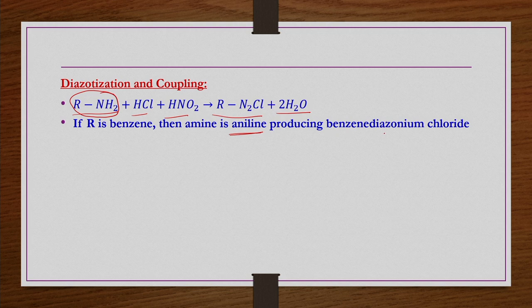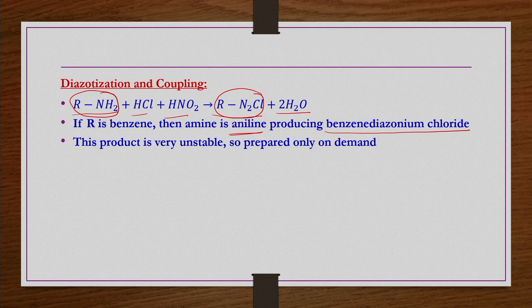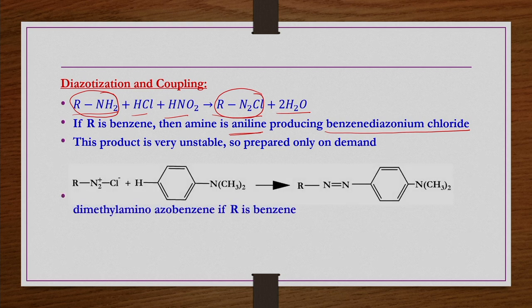It is producing benzene diazonium chloride. This is nothing but benzene diazonium chloride, and it is a very unstable product. So that's the reason it is prepared on demand and then supplied. It cannot be stored for a long time. Then another type of reaction here: dimethylaminoazobenzene is produced if R is benzene here, right? Applications are there, dye stuffs, dimethyl orange, etc.